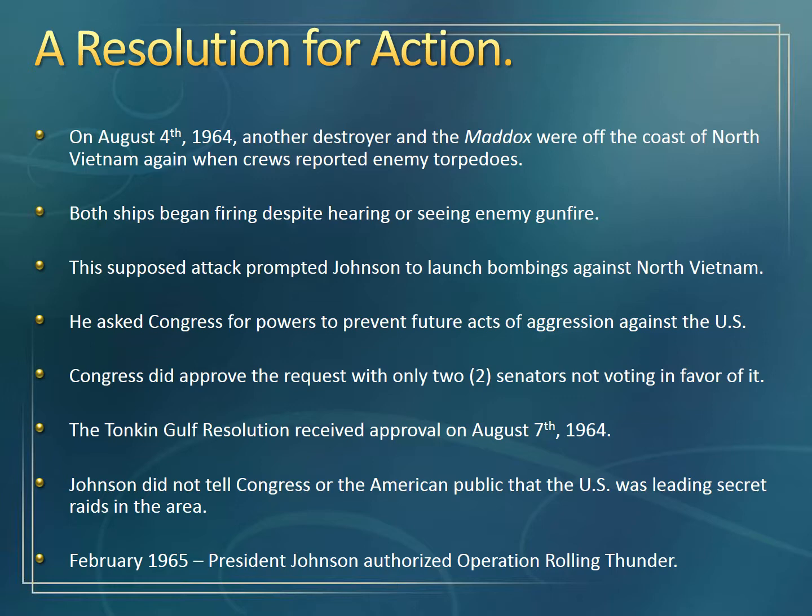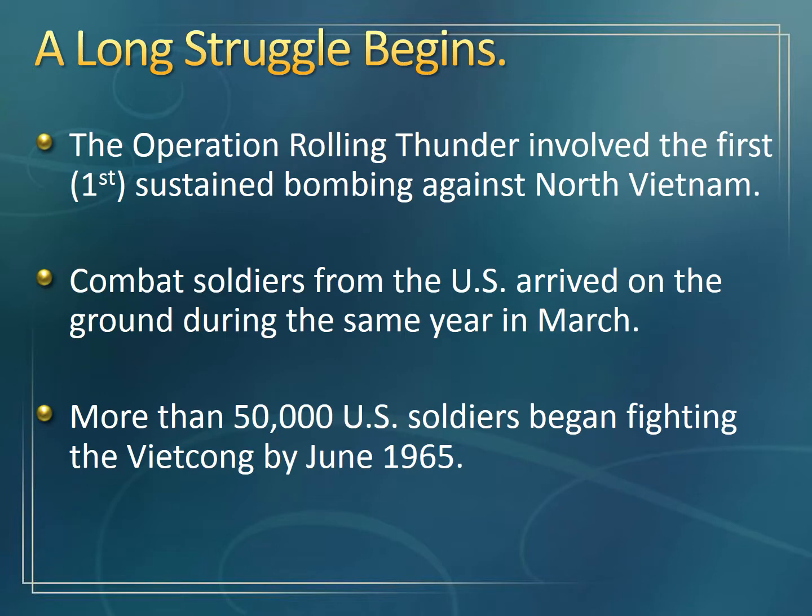In February 1965, President Johnson authorized Operation Rolling Thunder. Operation Rolling Thunder involved the first sustained bombings against North Vietnam, and combat soldiers from the U.S. arrived on the ground in Vietnam during the same year in March of 1965. So by June of 1965, more than 50,000 U.S. soldiers began fighting the Viet Cong in the area. So by June of 1965, the U.S. has pretty much committed to fighting this conflict.